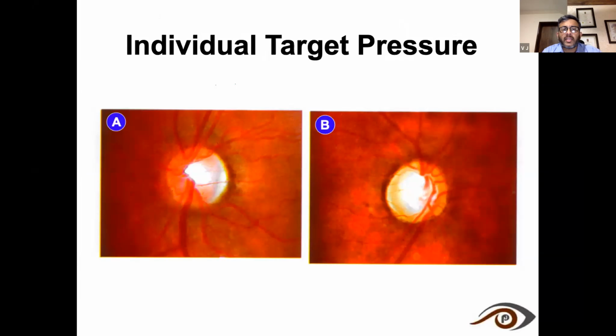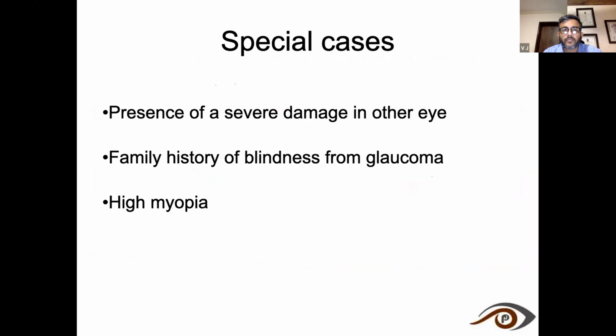Now, if these are two eyes of the same individual, each eye has a different level of damage, and therefore each eye would have a different target intraocular pressure. This is something you should remember very well. Do not give a blanket target intraocular pressure for a particular patient. Each eye would have a different target intraocular pressure.